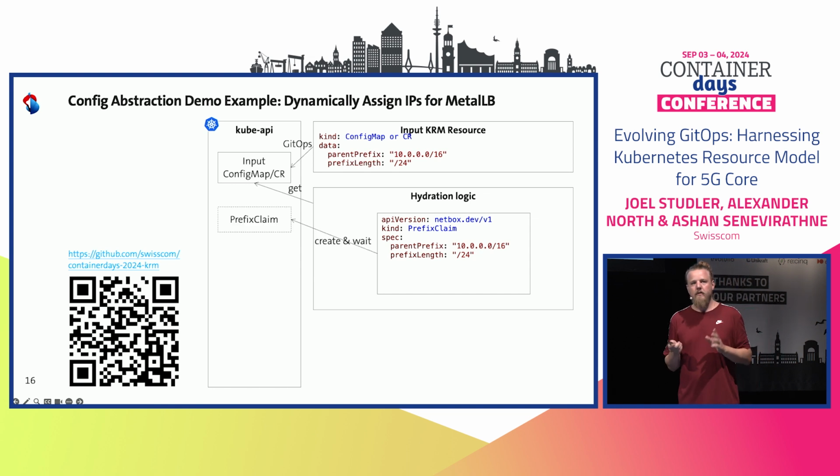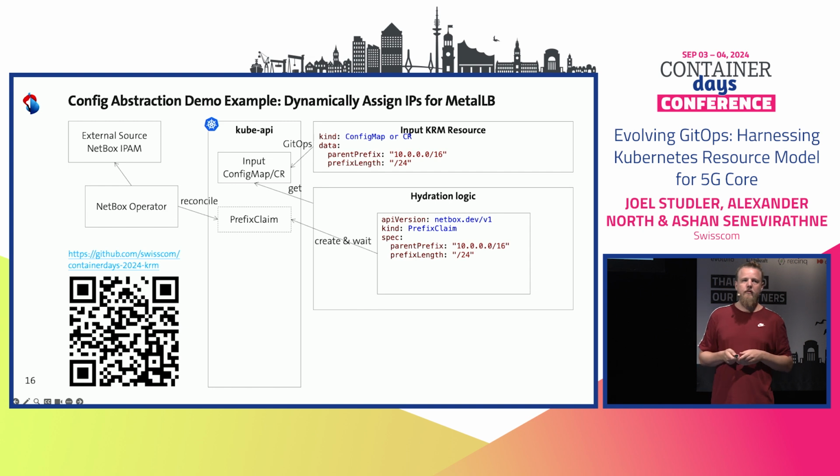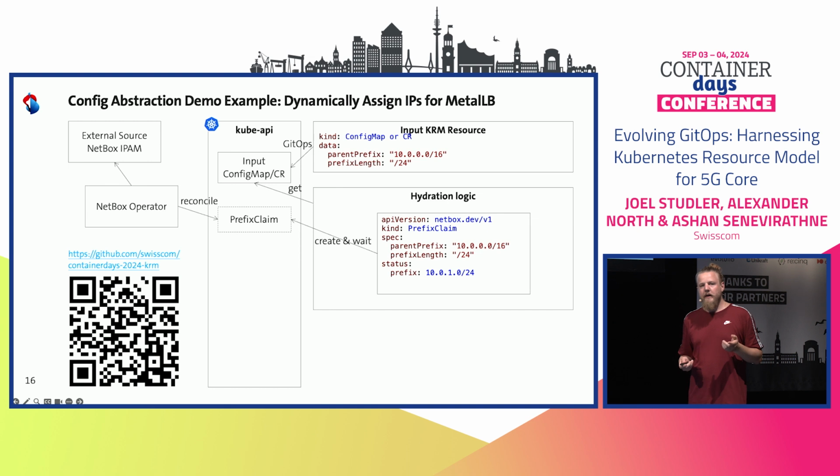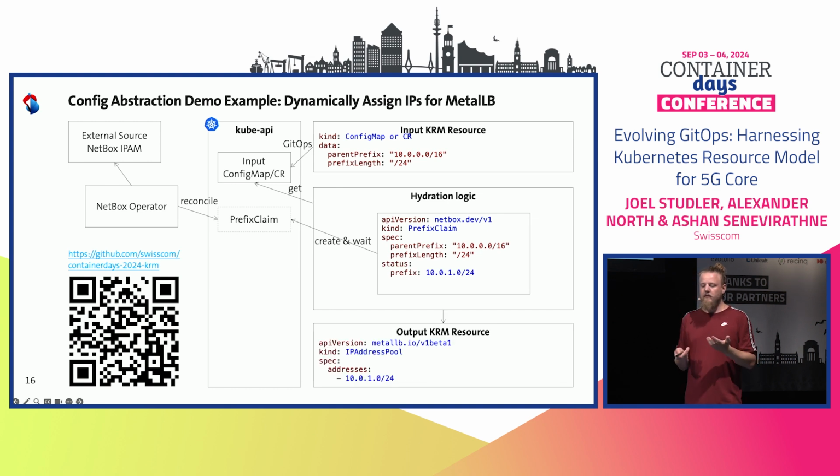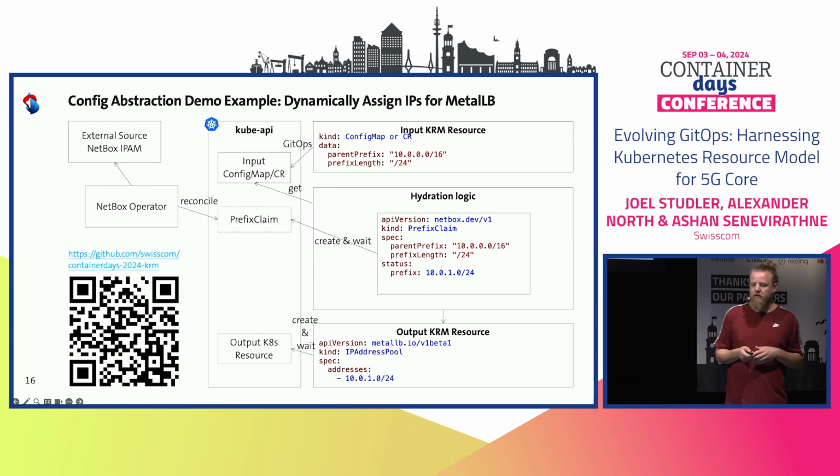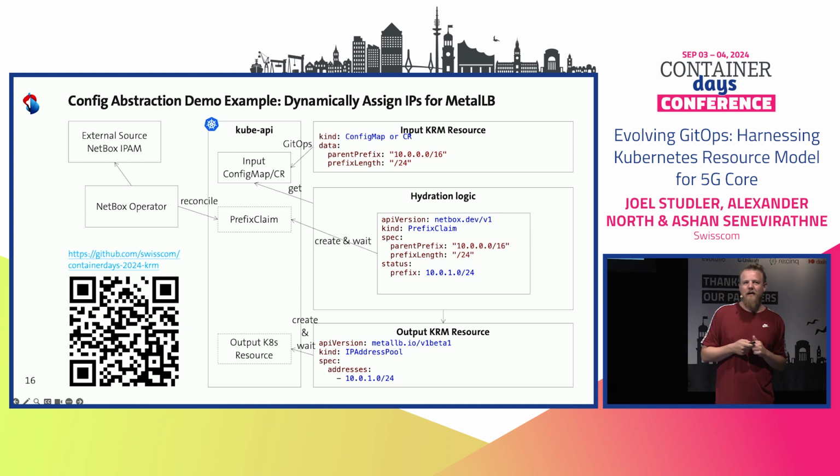Then we apply it to the cluster. We will have our Netbox Operator reconciling this resource. So that's the integration that is done outside. And then at some point, the status will update on the prefix claim. And as soon as that's done, we can continue and render the final MetalLB config and apply it to the cluster. So that's a very simple example of this dynamic config hydration, which we aim to be using for our config management. So that's obviously just one parameter. We have 5,000, so it's a long way, but it's a first try on this.